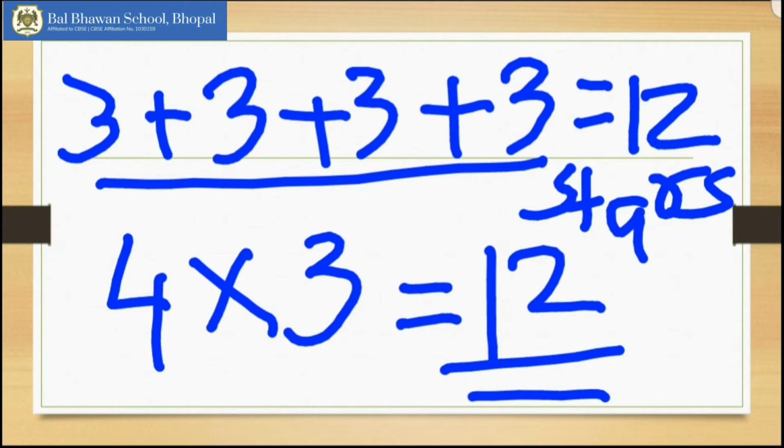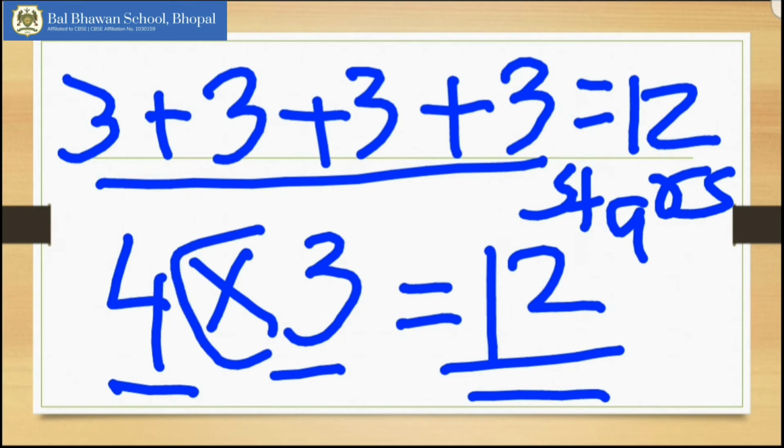So see children, now it's very easy to find out the answer in multiplication form. 4 is the number of groups and 3 is the number of stars in each group, and now you have put the multiplication. Children, this sign is your multiplication sign, this cross sign. Okay, so 4 into 3, now you already know the table, 4 threes are 12. So children, see how fast we have got the answer instead of adding again and again.